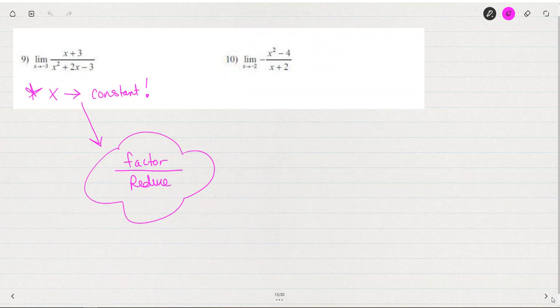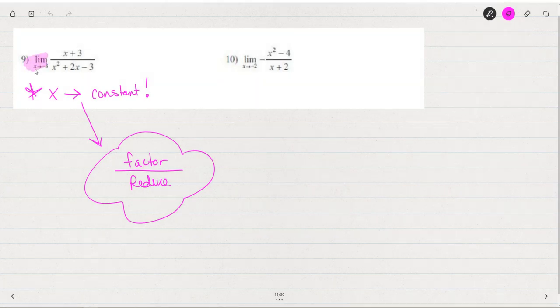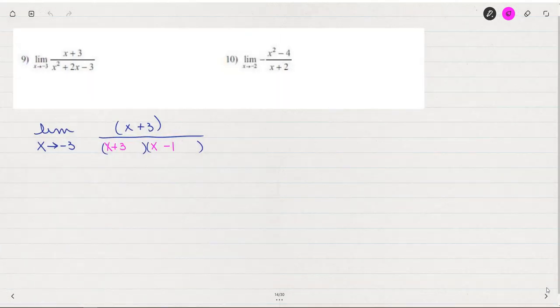As we move on to 9 and 10, notice that the limit is as x approaches a constant for both of these, right? So treat it accordingly. If x approaches a constant and we attempt direct substitution first, you do find a problem. We get a 0 in that denominator. So remember what we're going to do. We're going to factor and reduce.